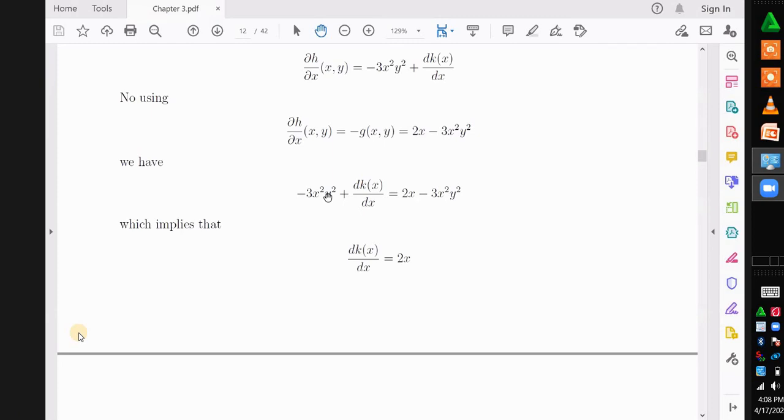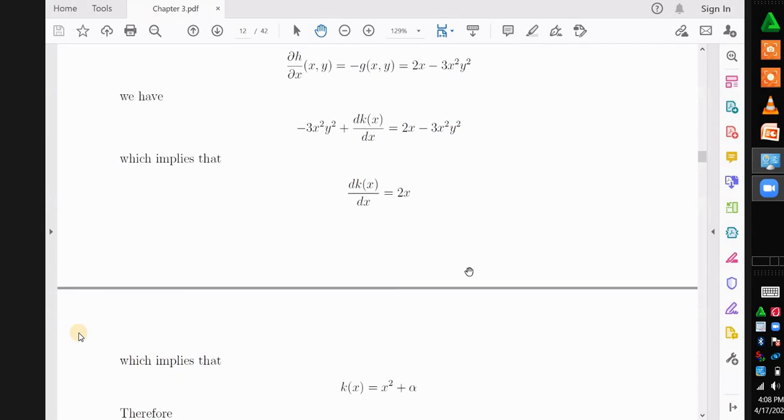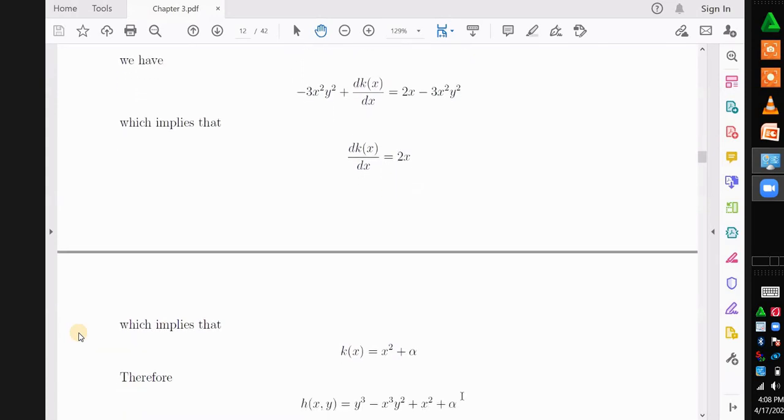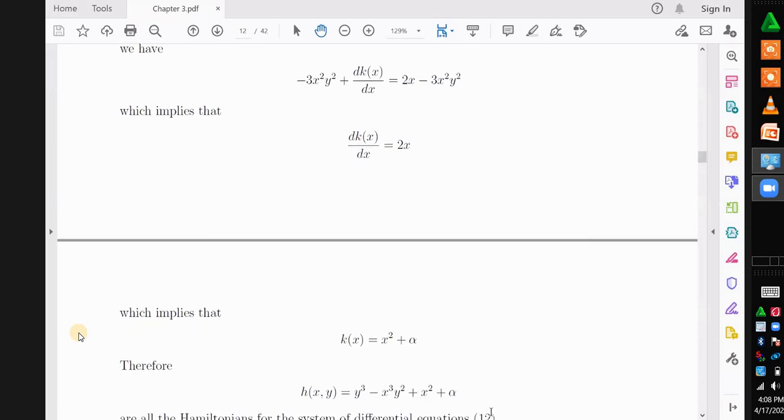So this is cancelled with this. Now dk by dx is just 2x, so k is x square plus some arbitrary constant alpha. So h of xy is y cube minus x cube y square plus x square plus alpha. So these are Hamiltonians for the given system of differential equations.